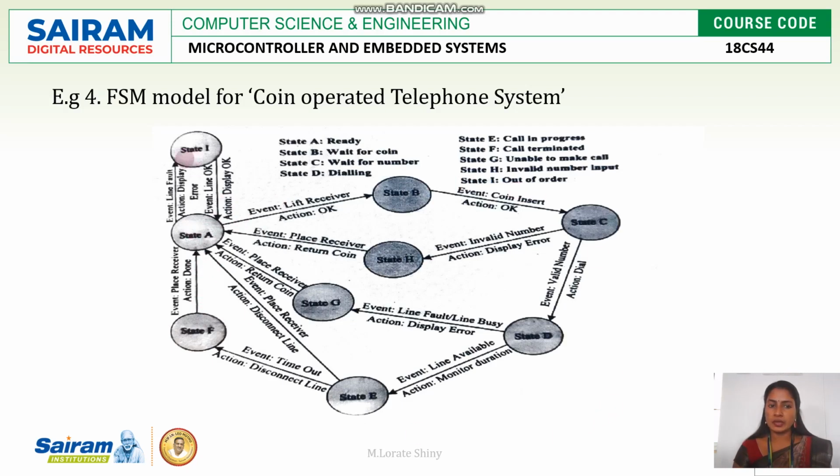Another state is state I. If this telephone is out of order, at that time the device will go to state I. The user will get an error display, which means line fault or some such display. So in that case, when the system is out of order, the system will go to state I.